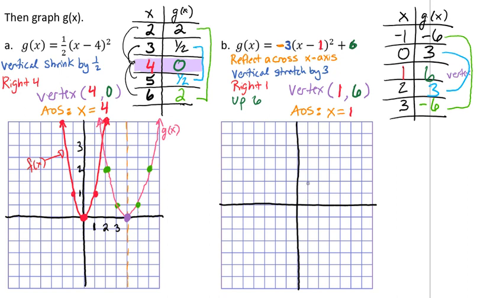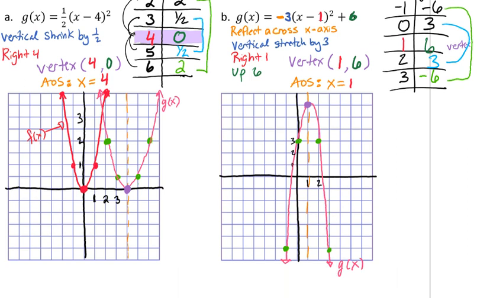So let's say what we're going to count by. For this one, I think it's better if we just count by ones kind of all the way around. All right, so you should have graphed your vertex and your axis of symmetry. Then you should have graphed your points. And that is our g of x.